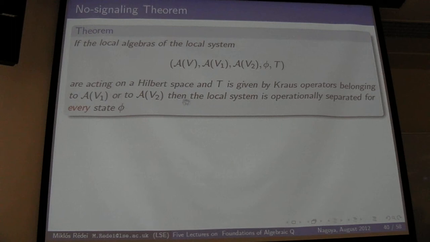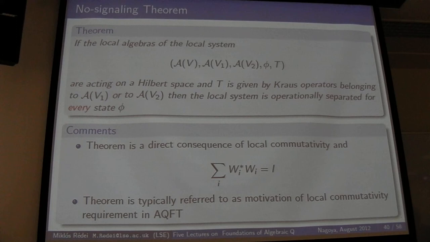Well, why? Because, of course, local commutativity holds, and this is a crucial motivation for local commutativity. The cross operators sum up to one, and the cross operators embodying one algebra commute with the other, so there's no measurement disturbance, there's no signaling. Local commutativity excludes signaling, and this is the standard motivation as to why local commutativity is an independence condition.